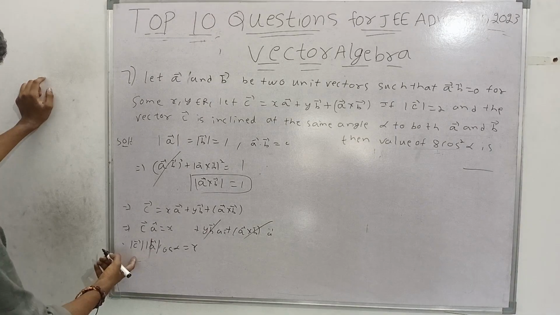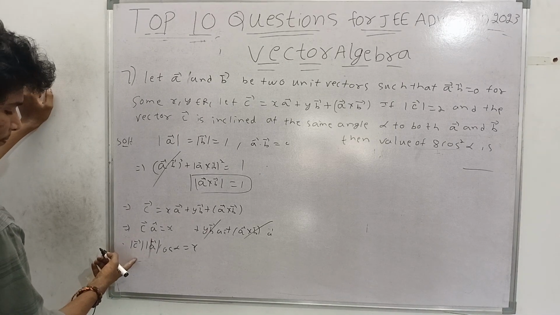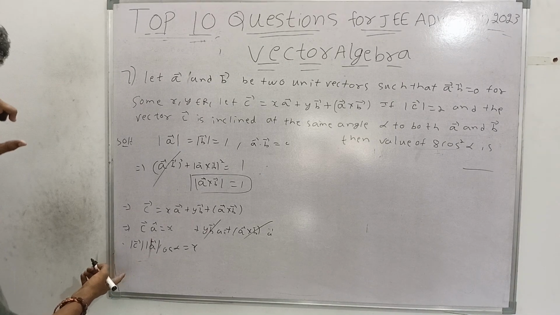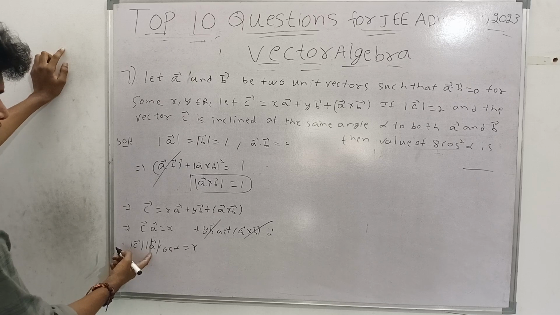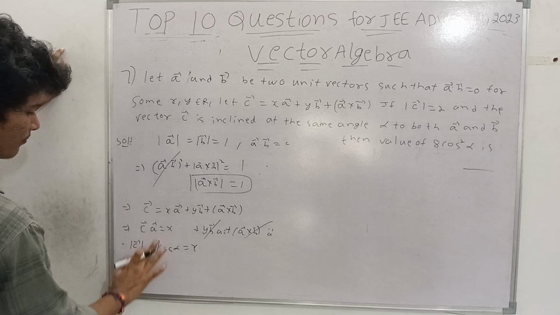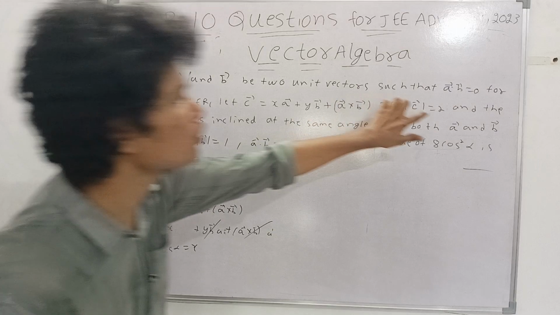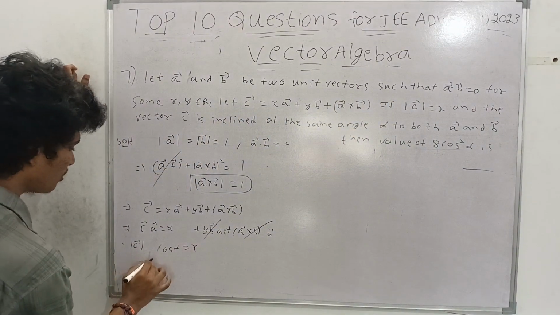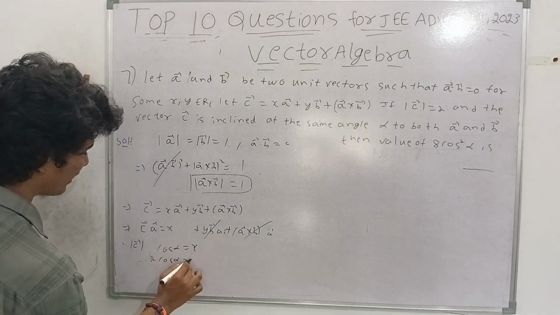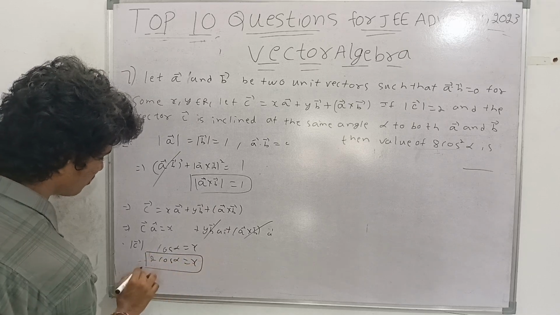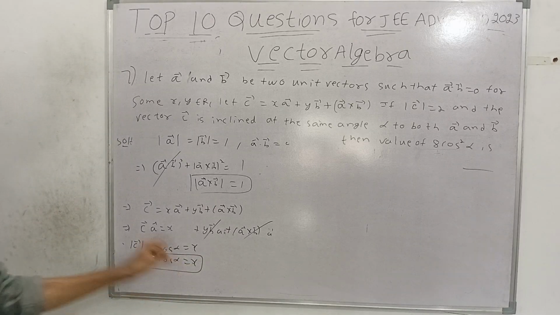And what is the magnitude of C? We don't know the magnitude of C, and what is the magnitude of A? It is here. We know the magnitude of C, that is 2. Here it is given, I forgot. 2 cos alpha equals X. This is one thing. 2 into cos alpha equals X.